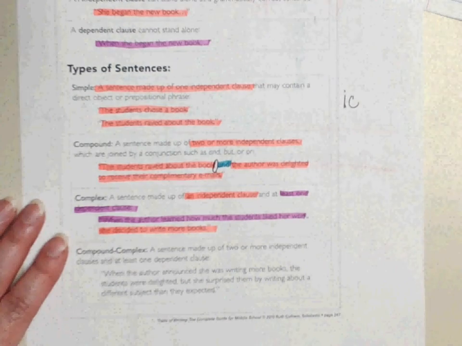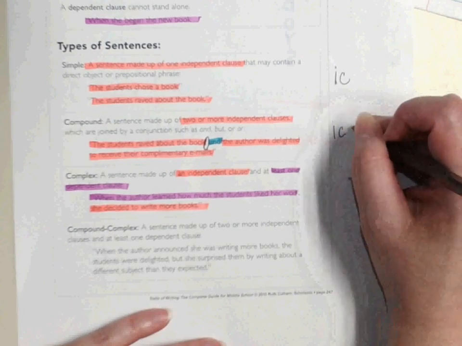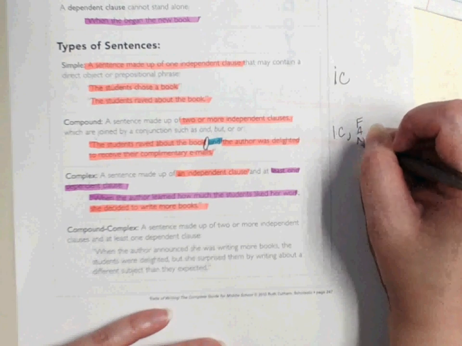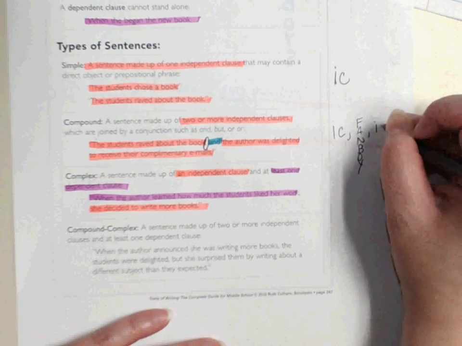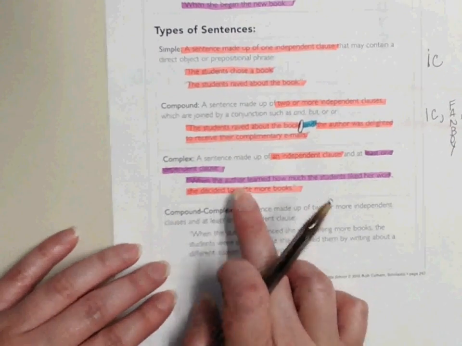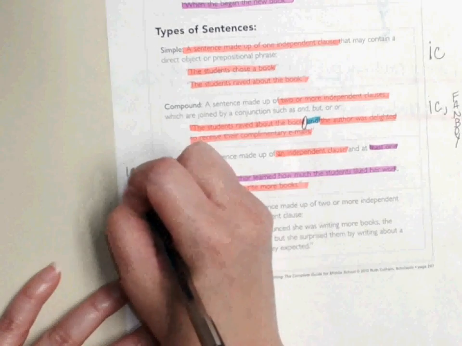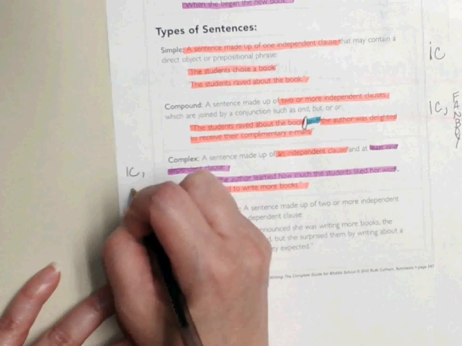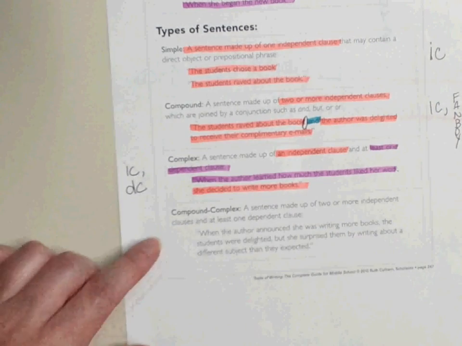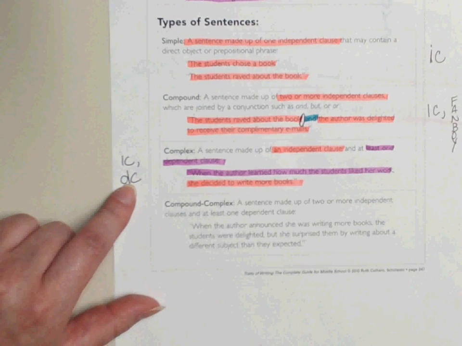Okay, so jump back to simple. This by itself is just an independent clause. That's easy, right? Y'all get that? Okay. Then we've got compound, which is an independent clause, comma, a fanboy, independent clause. Still good? Okay. A complex sentence is independent clause, comma, dependent clause. Independent clause, comma, dependent clause.